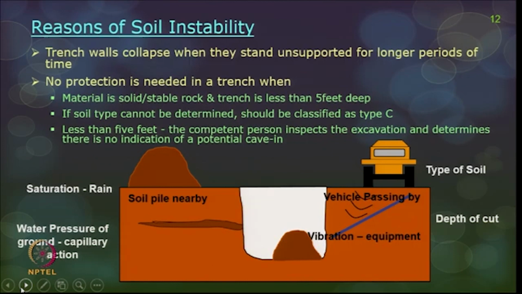Now let us come back to the factors which are primarily behind the instability of soil. Number one is the soil excavated from the cut portion, which you are dumping very close by. Suppose you use an excavator and start cutting the earth, you turn the boom and dump the soil in a location close by.